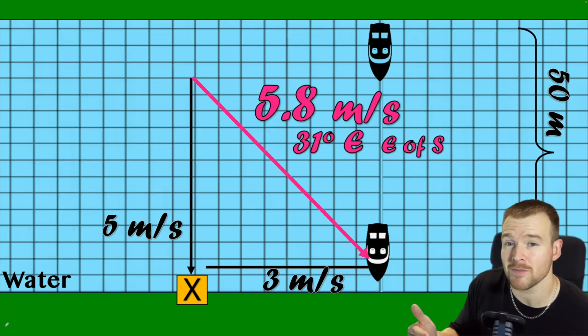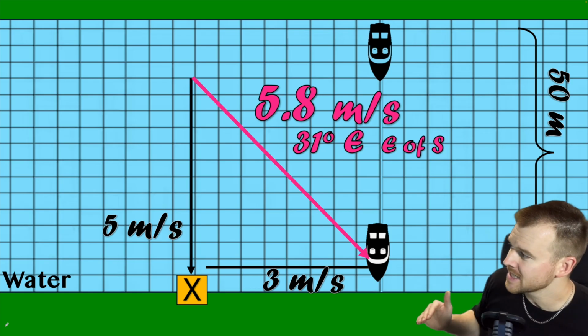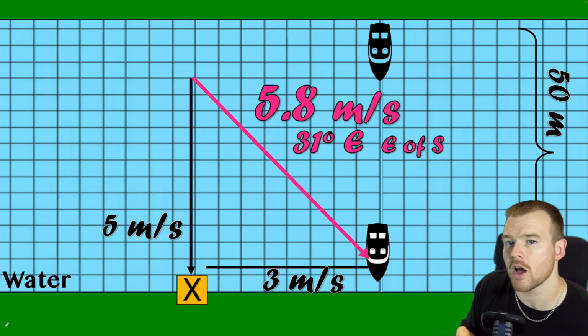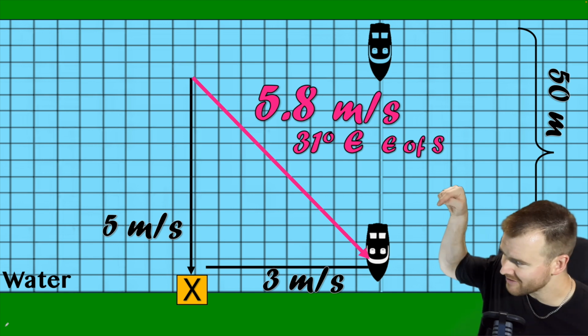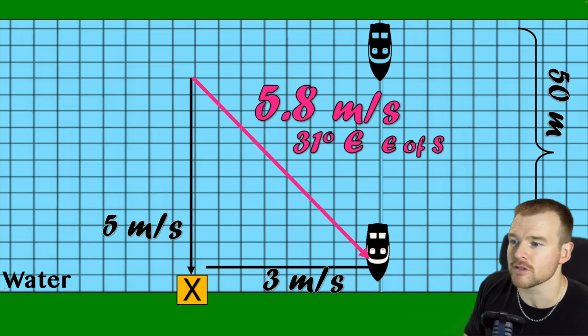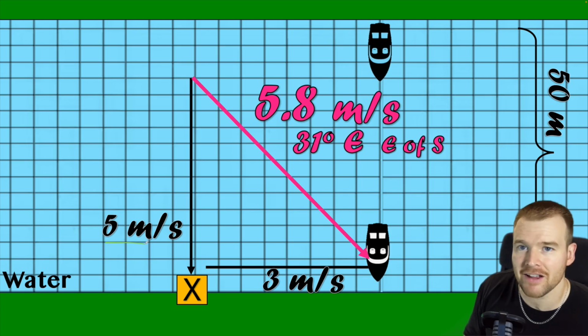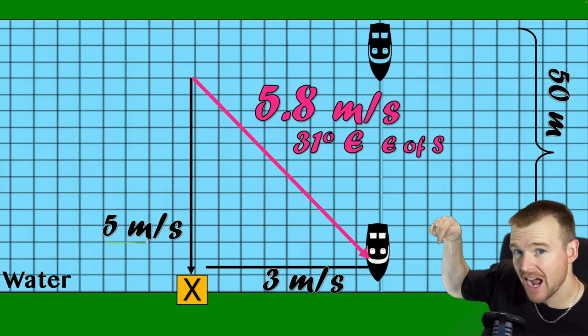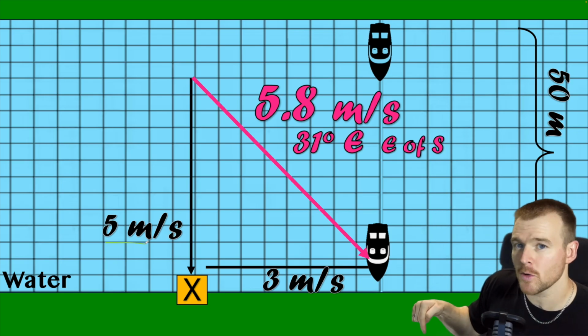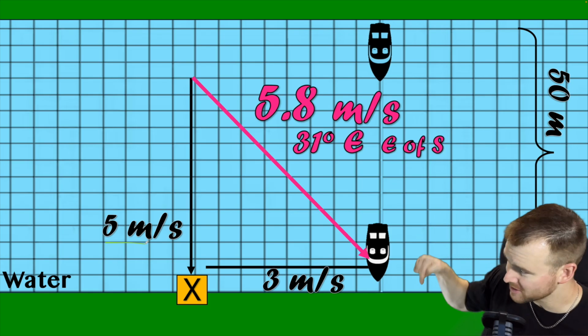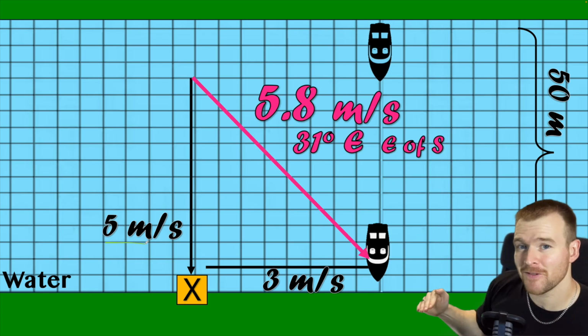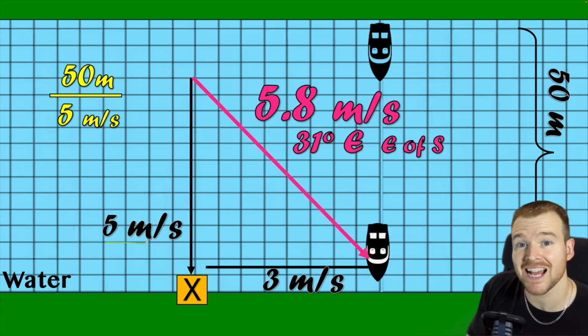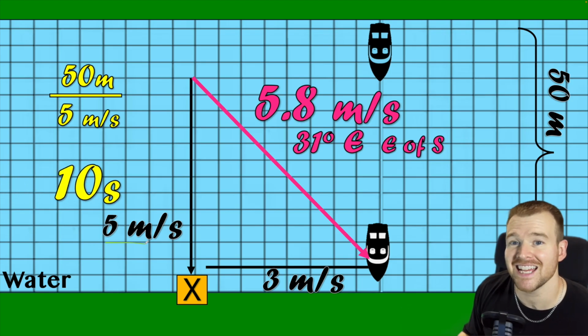But then the question might ask, well, how long does it take to get to the other side? And it's really common for students to want to use that 5.8 meters per second. But remember, we were driving down at 5 meters per second. This number over here, 5 meters per second. Just because we're getting pushed to the side doesn't change how fast we're going to that shore. So we'd have to use the 5 meters per second down with the distance of 50 meters down, and we'd do the exact same calculation. 50 over 5, it takes 10 seconds to reach the other side.